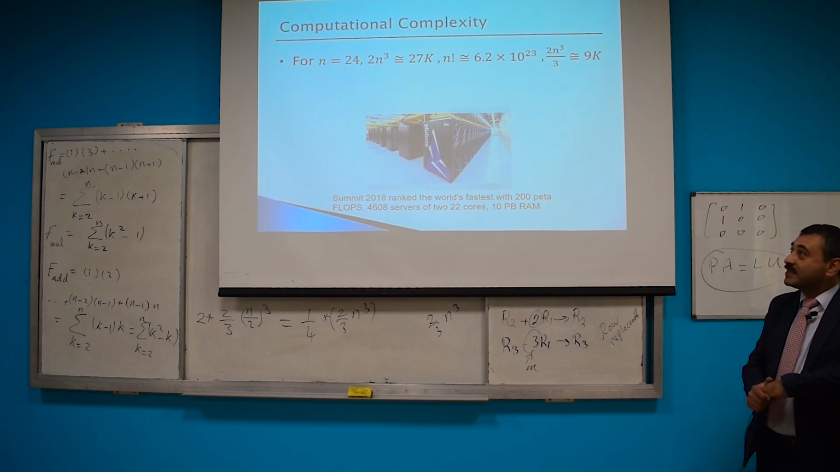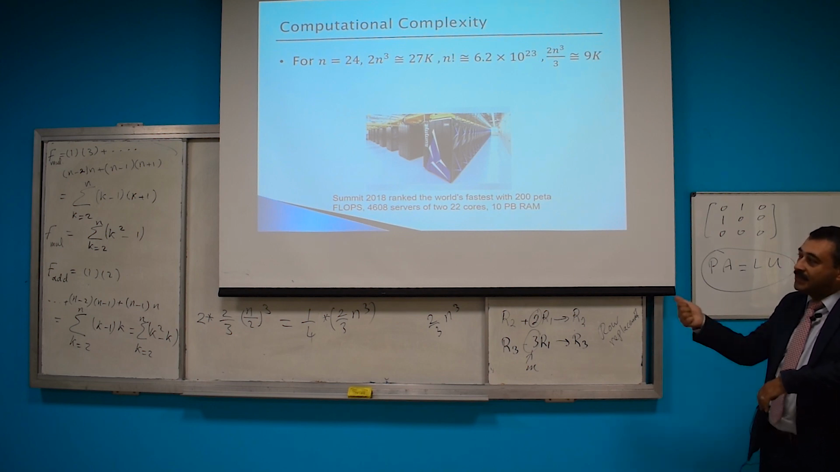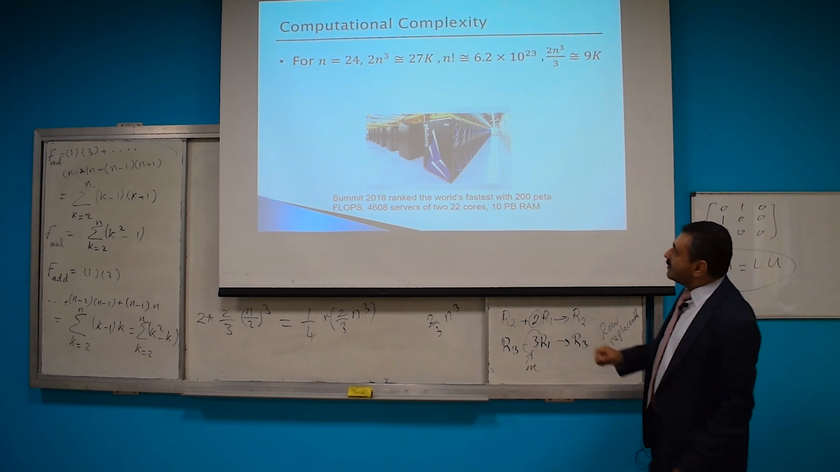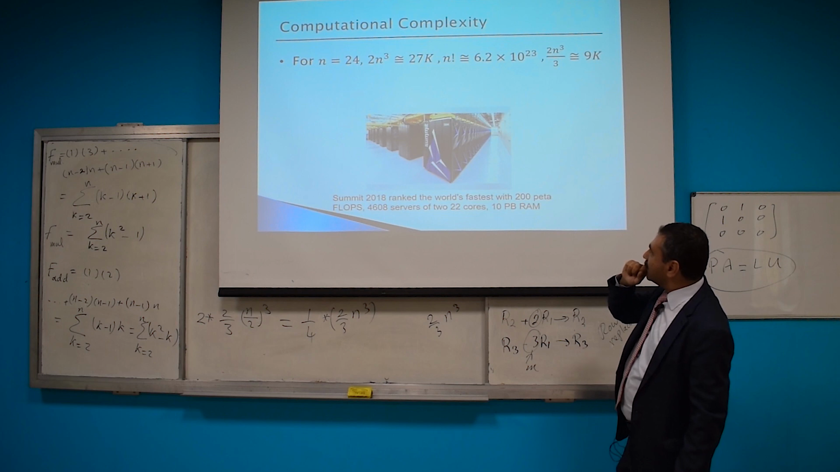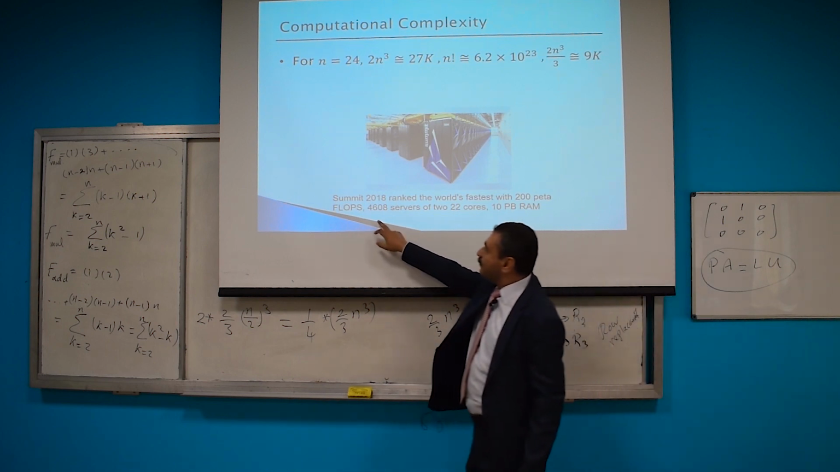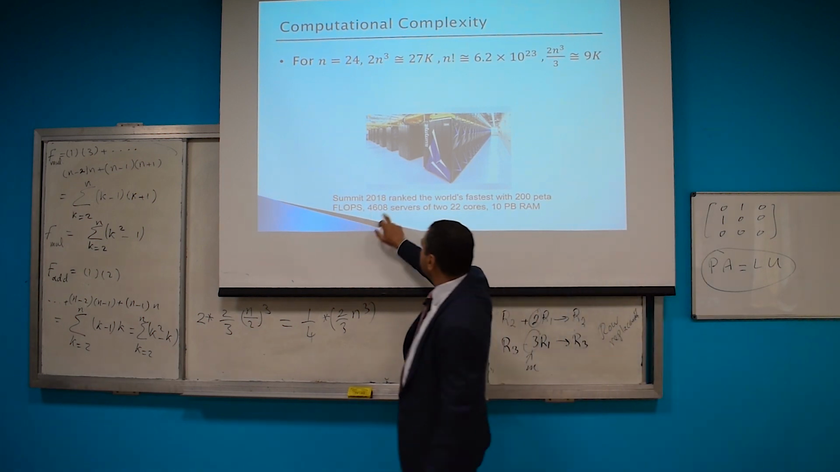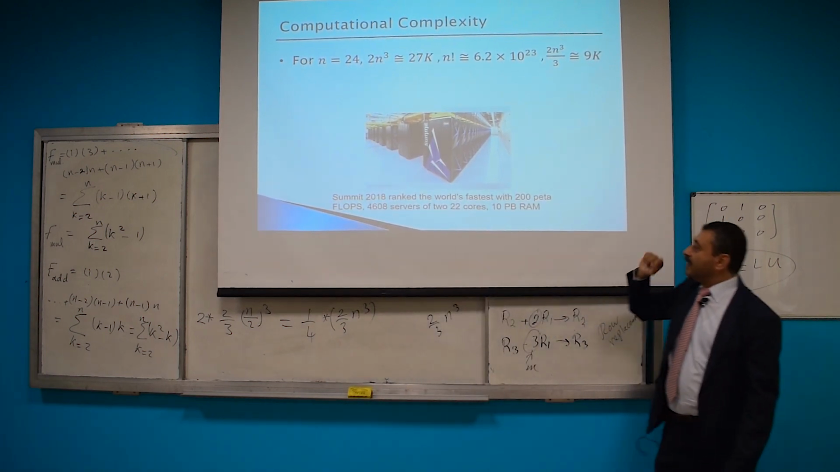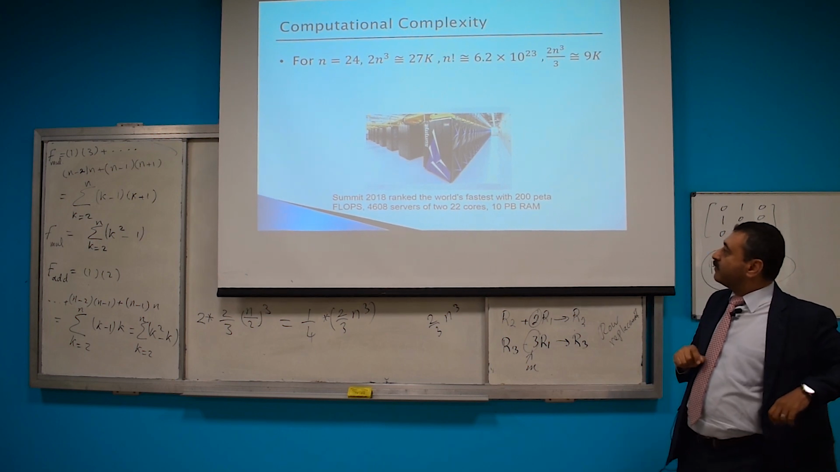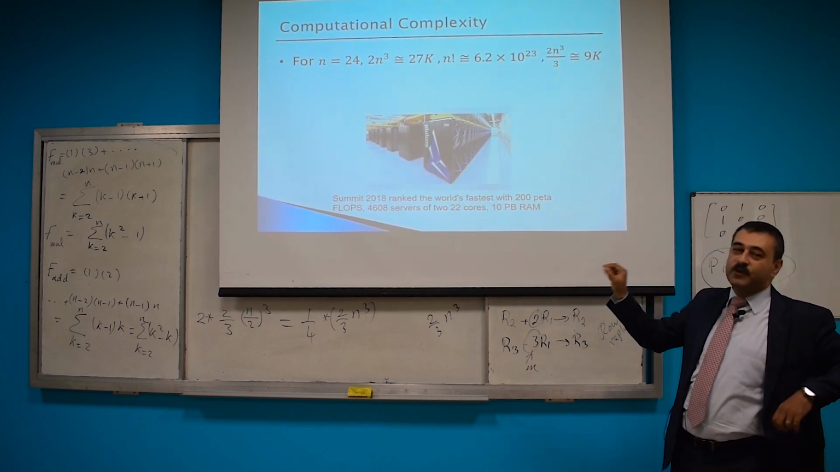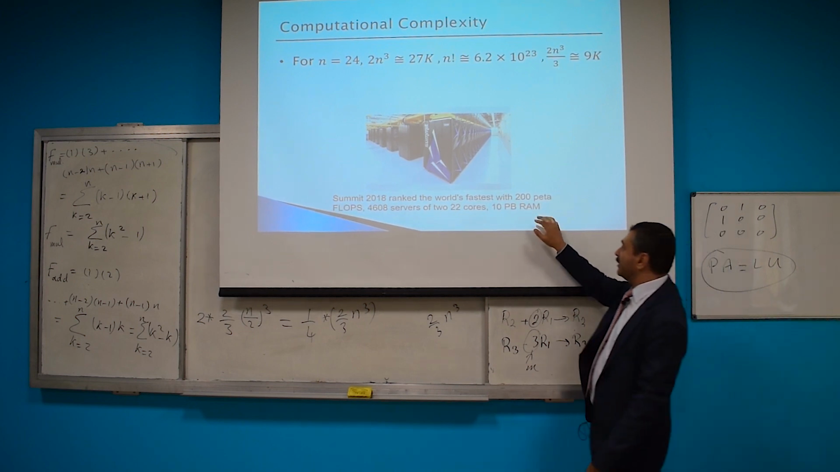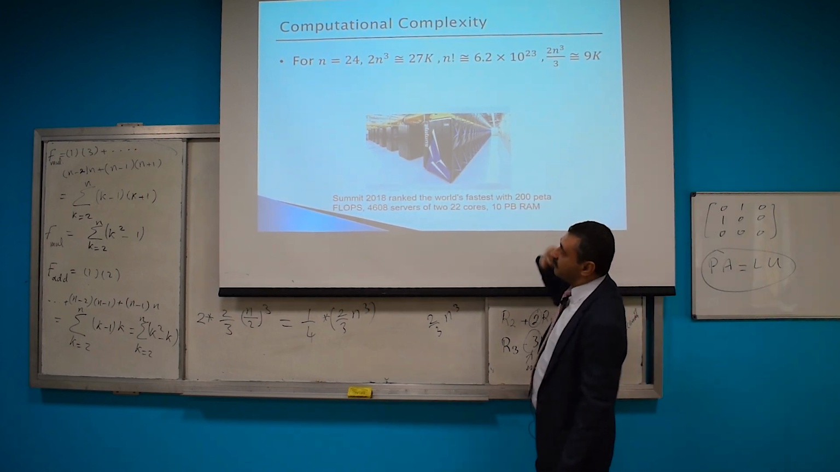In 2016 the fastest one was in China. However, in 2018 it was in USA. This is the configuration. It has 4,608 servers of 22 cores and a number of flops. Here, flops stands for floating point operations per second. So it can do 200 petaflops.